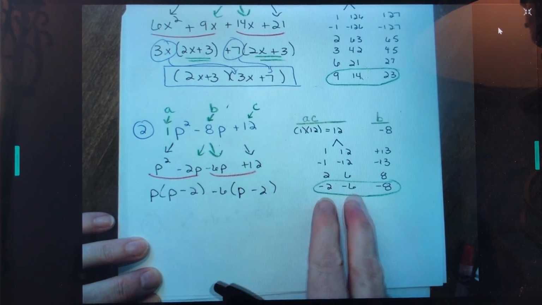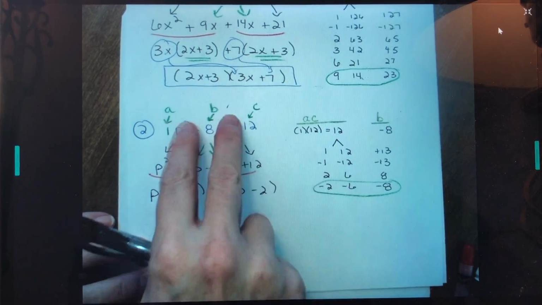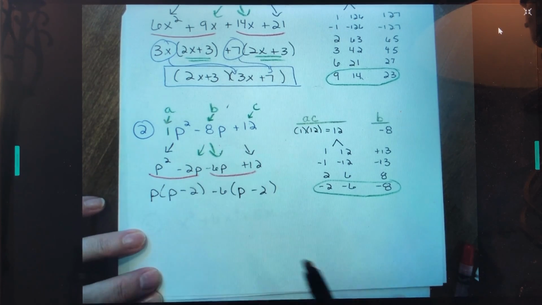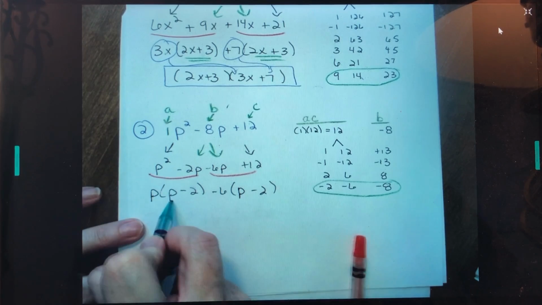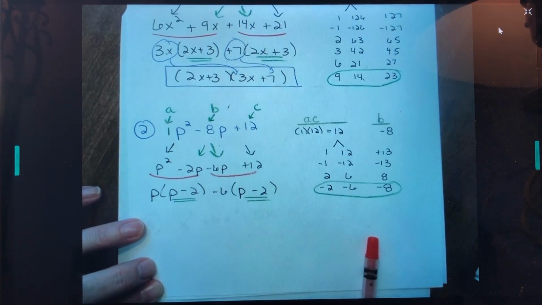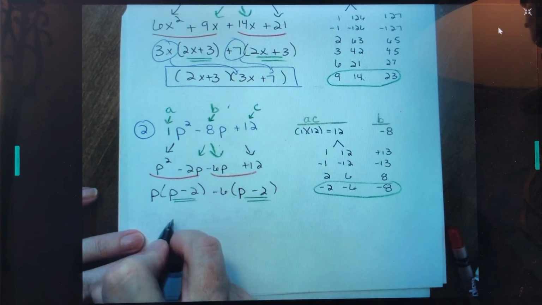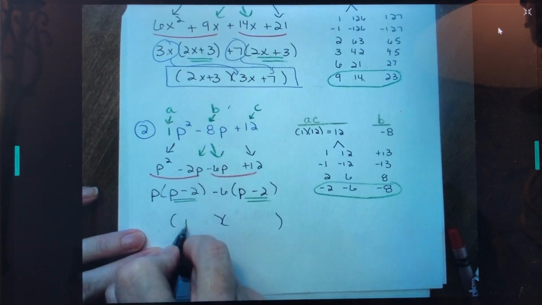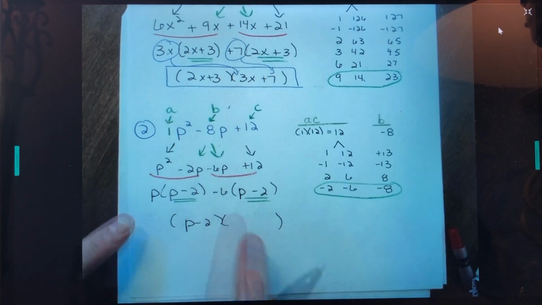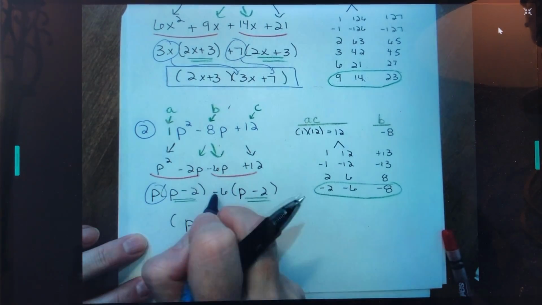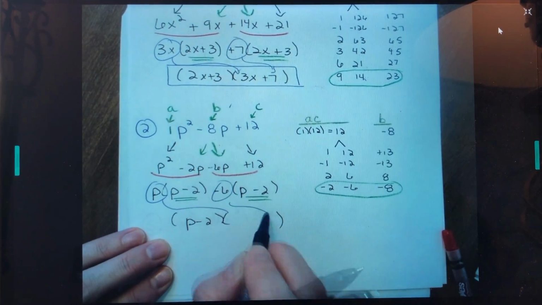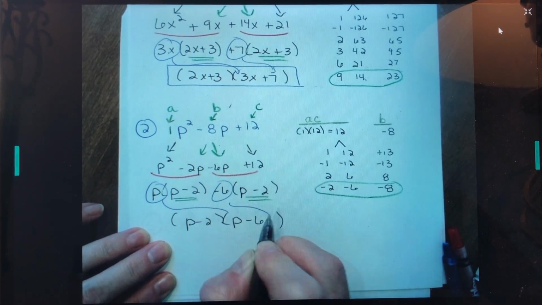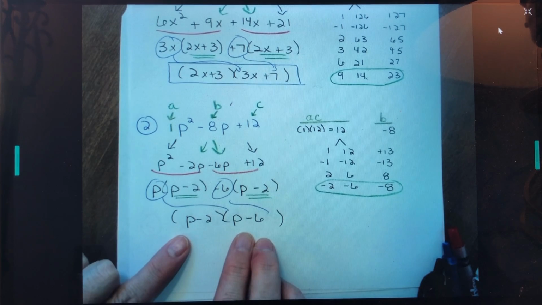Now, I found 2 numbers that worked, which means this better group, and it did. If this didn't match, I'd go back up and figure out what I did that was wrong. And so because these match, I am going to pull them into one set of parentheses, so that p minus 2 will be written here, and then those leftovers, those GCFs, they're going to get mapped down into the second set of parentheses. So this ends up being my factorization.